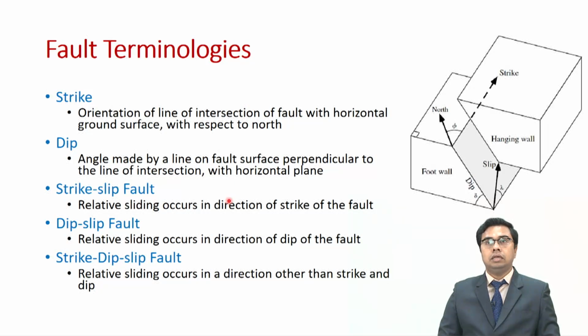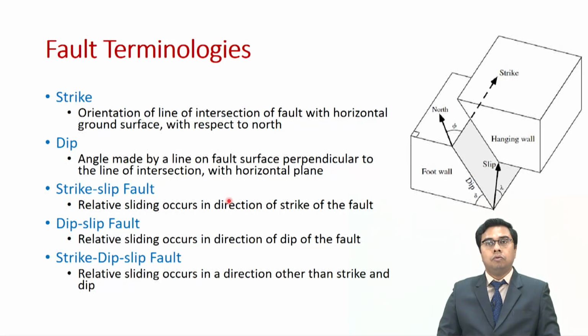This fault line, or the intersection of the fault with the horizontal ground surface, has some orientation. That orientation with respect to the north direction is called a strike. So, strike is measured as an angle with respect to north. Further, any line on the fault surface which is perpendicular to this line of intersection also makes an angle with the horizontal plane. So, the angle made by this fault surface with the horizontal plane is called dip.